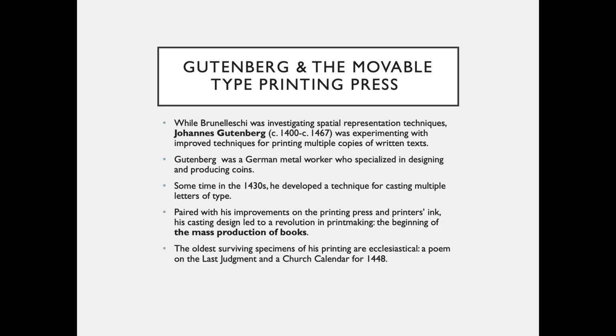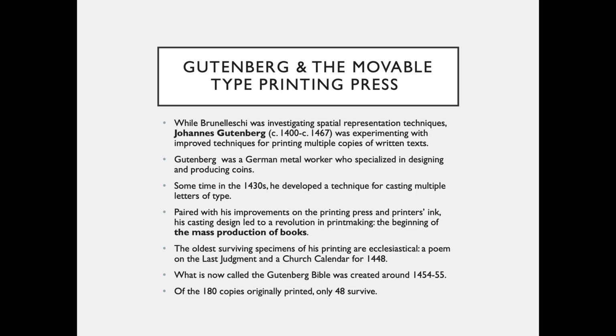The oldest surviving specimens of his printing are ecclesiastical or religious in nature, a poem on the Last Judgment, and a church calendar for the year 1448. What is now called the Gutenberg Bible was created around 1454 to 55. And of the 180 copies that were originally printed, only 48 survive.